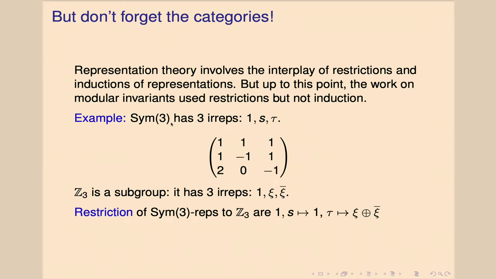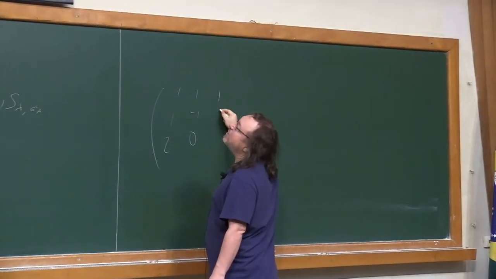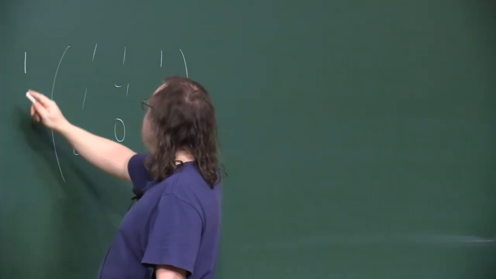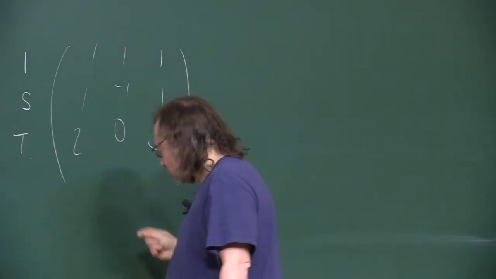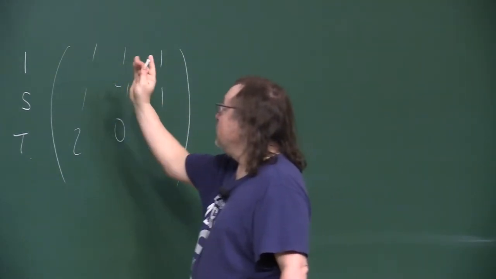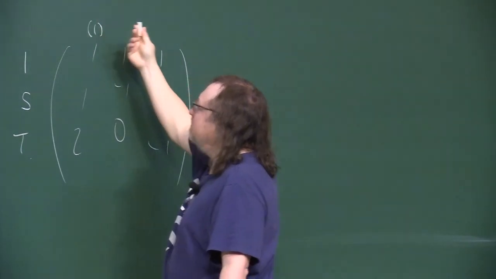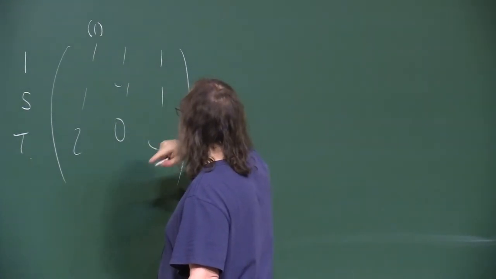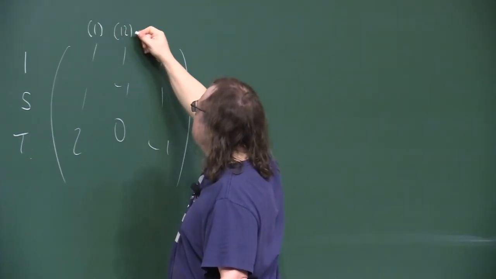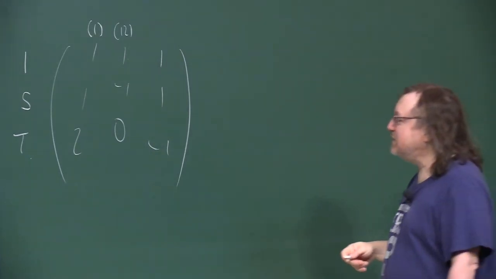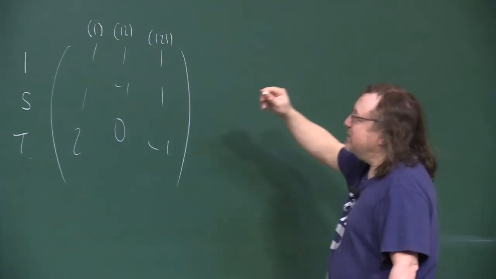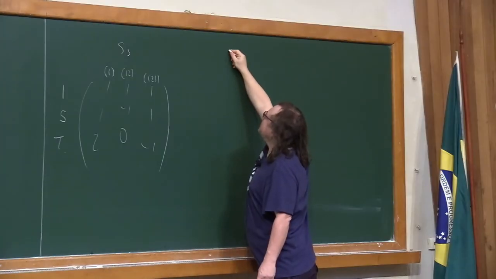So here's the character table of S3. You've all seen it before. My representations are labeled by the rows. So this is going to be 1, the trivial representation, the sign representation, and the two-dimensional representation, which I'll be calling tau. And the columns are labeled by the conjugacy classes. This is the conjugacy class of the identity in S3. This is the transpositions, so for example this one and the other two transpositions. And this will be the order 3 elements. These are the three conjugacy classes in S3.